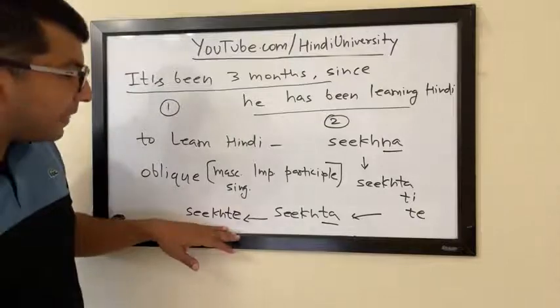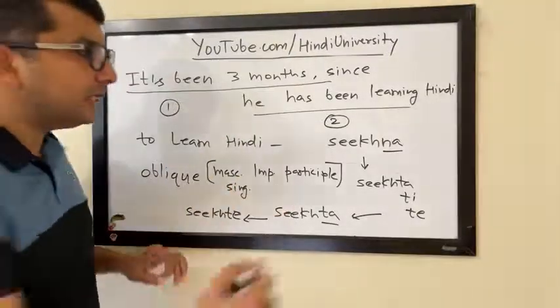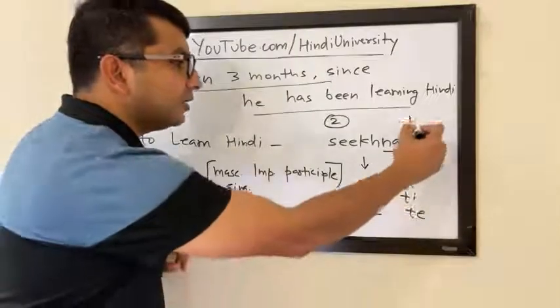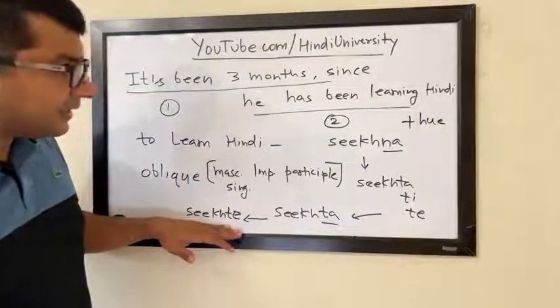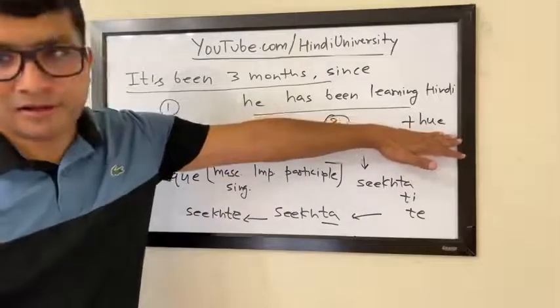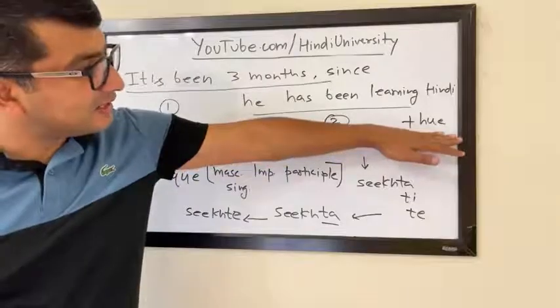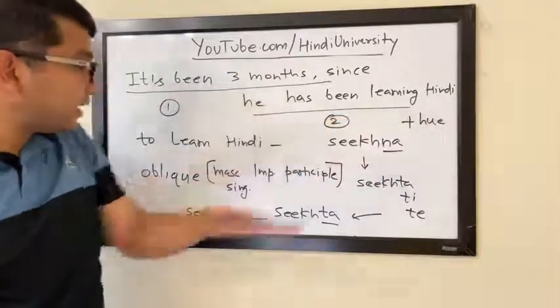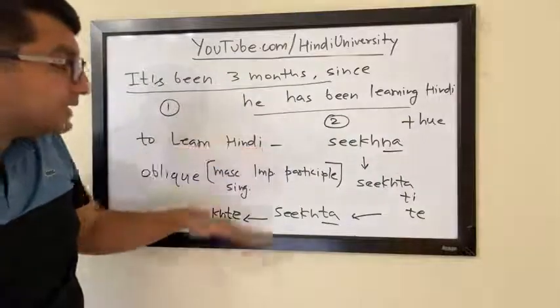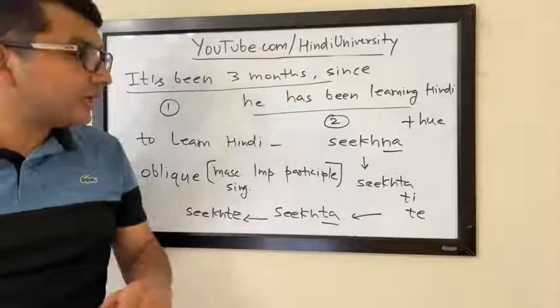And then after that, whenever you want to show the continuity, you put the hue after that. So seekhte hue. And similarly, Hindi seekhte hue. Okay? Hindi seekhte hue.